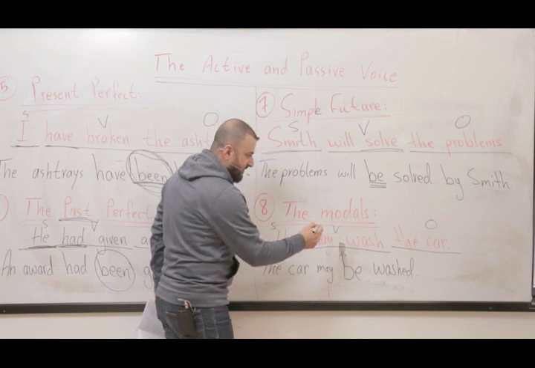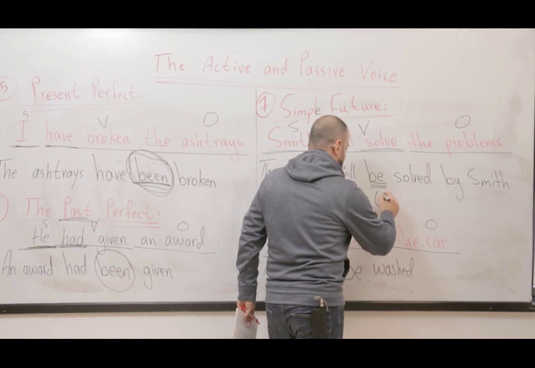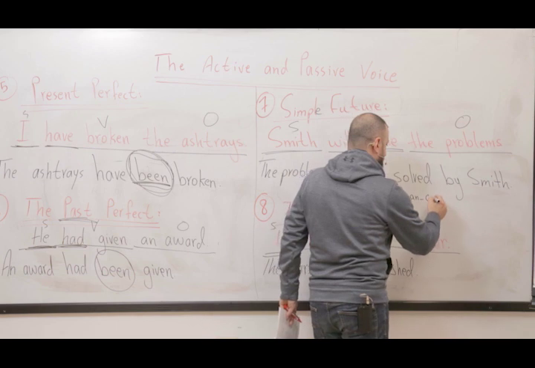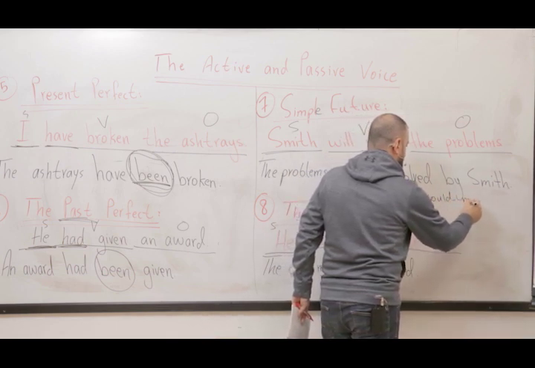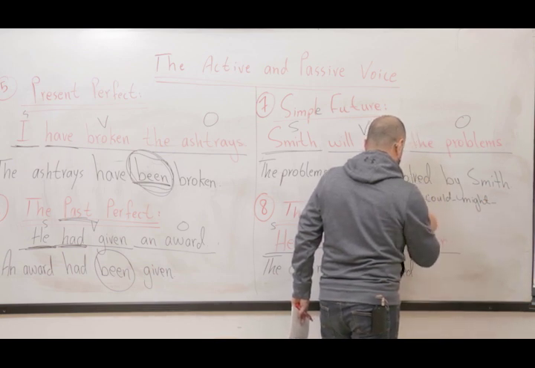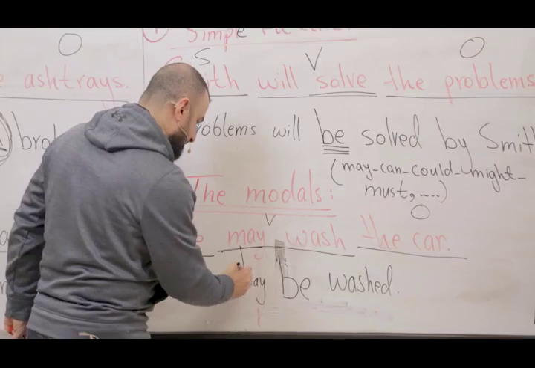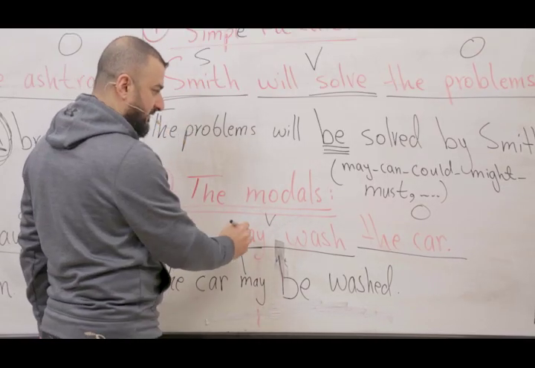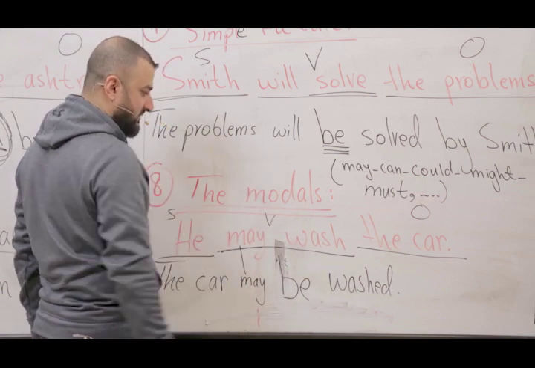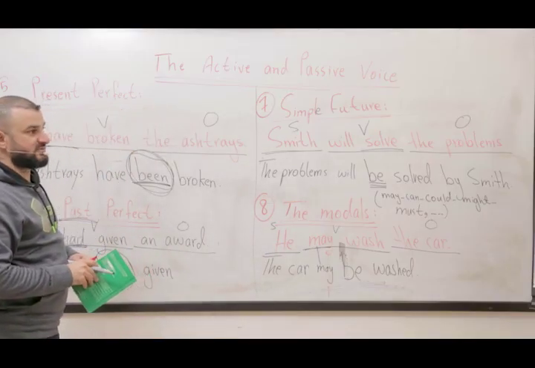Let's add something to this rule, the modals. The modals can be may, or can, or could, or might, or must, etc. So if we have here may, you have to print here may. If we have can, you have to print here can. If you have could, might, must, whatever. So these are the rules for the active and passive voice.